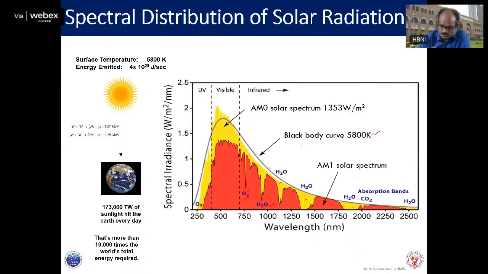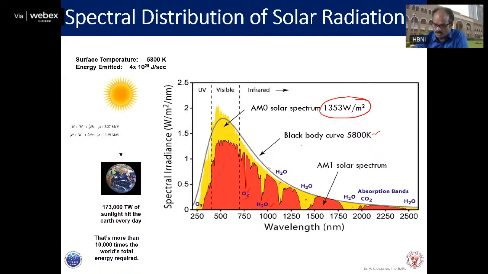The fraction of this energy is typically 7% in the UV range and about 44% in the visible range, and the remaining is in the IR region. So at the outer surface of the atmosphere, the energy received is 1353 watt per meter square.